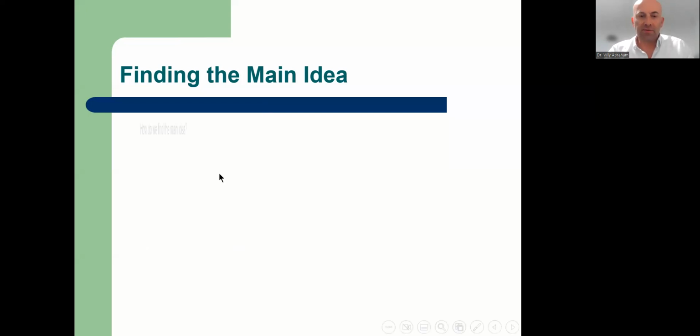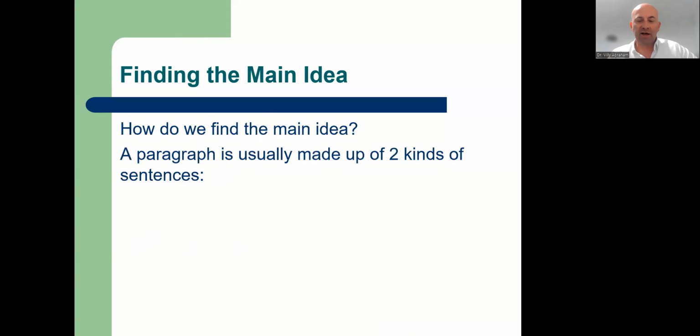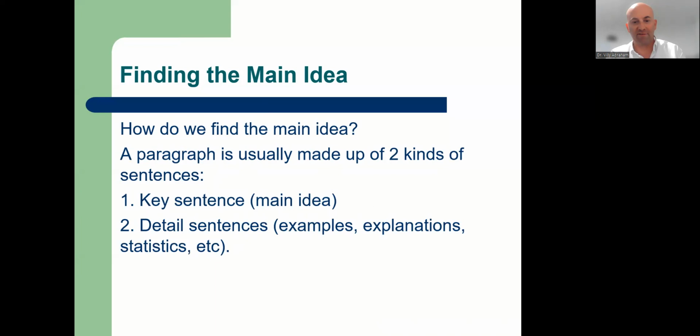And in order to understand how to find the main idea, we first need to understand something about the structure of paragraphs. Every paragraph has two major types of sentences. One is called the key sentence, which contains the main idea, and at least two or three detailed sentences, which contain examples, explanations, or statistics, and their purpose is to support the main idea.